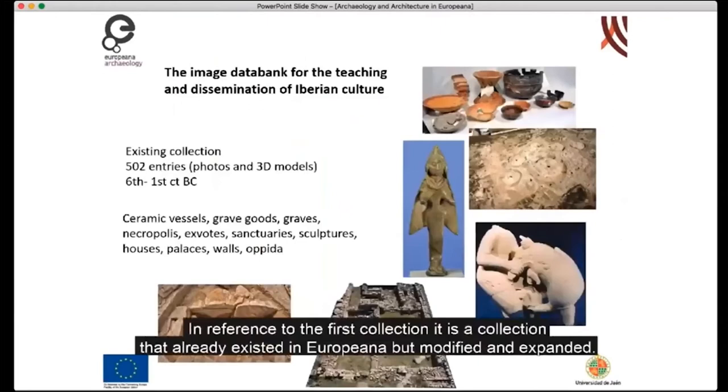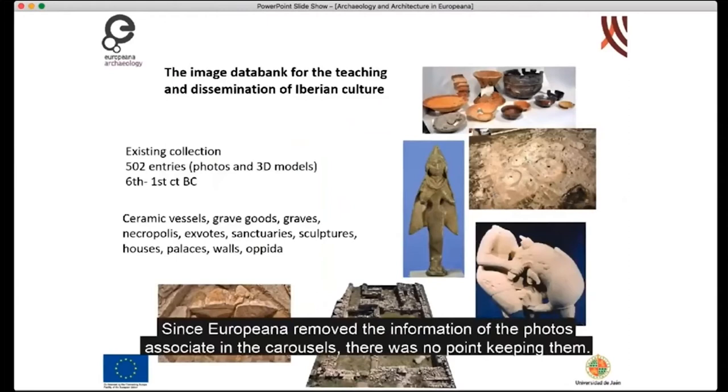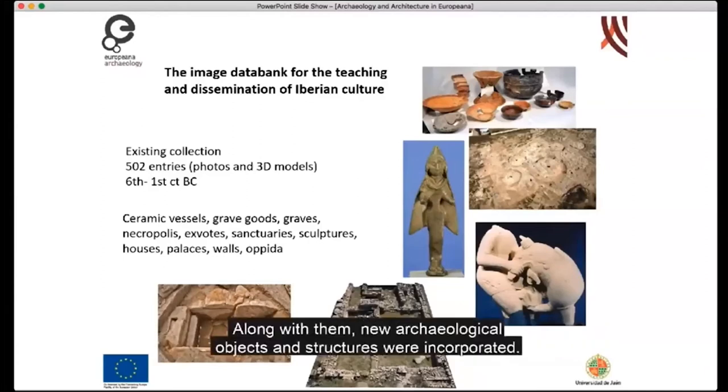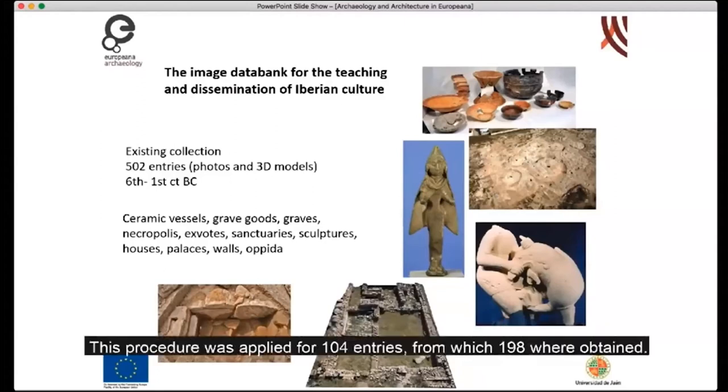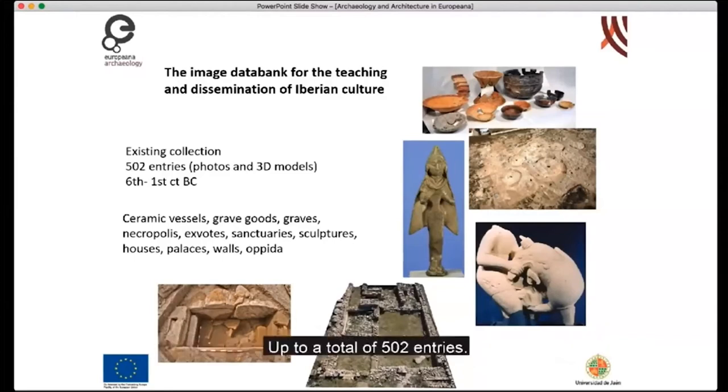In reference to the first collection, it is a collection that already exists in Europeana, but modified and expanded. Since Europeana removed the information from the photos associated in the carousels, there was no point keeping them. Therefore, it was decided to reintroduce them as individual entries. Along with them, new archaeological objects and structures were incorporated. This procedure was applied to 104 entries, from which 198 were obtained. Other new entries were added to this, including 32 3D models, up to a total of 502 entries.